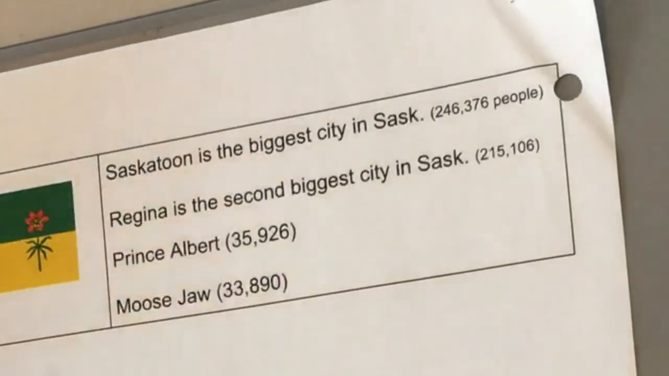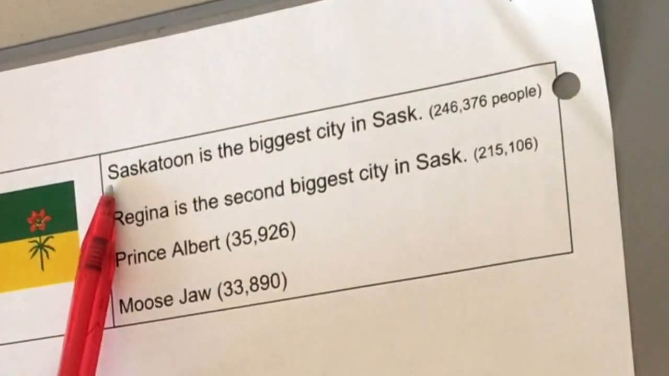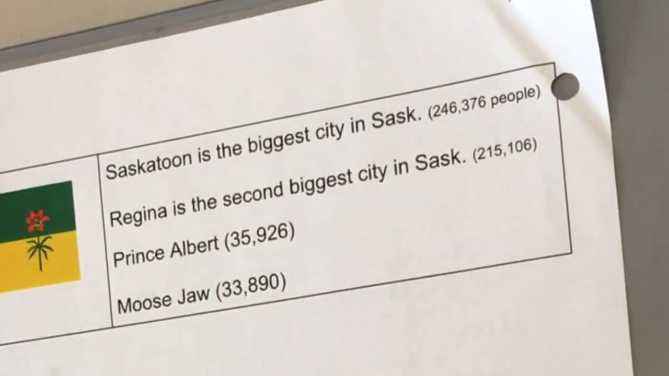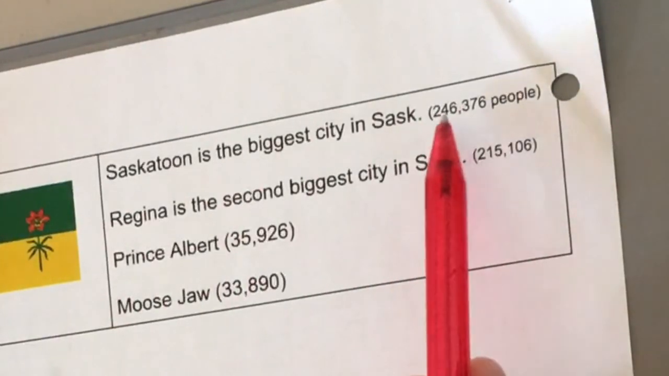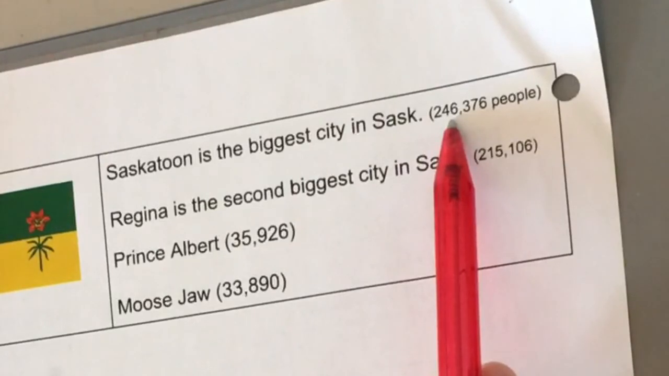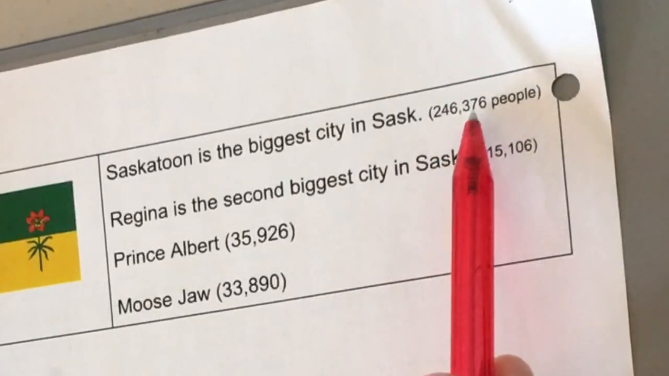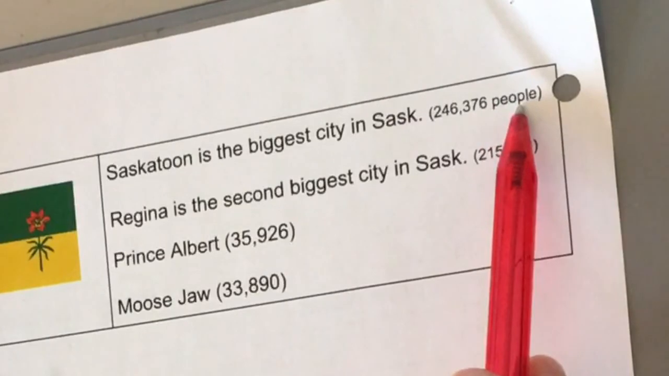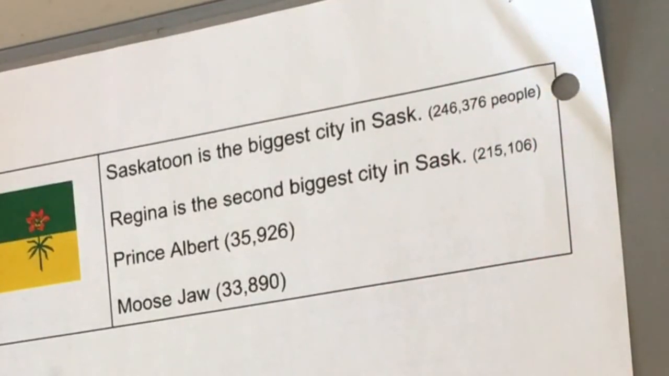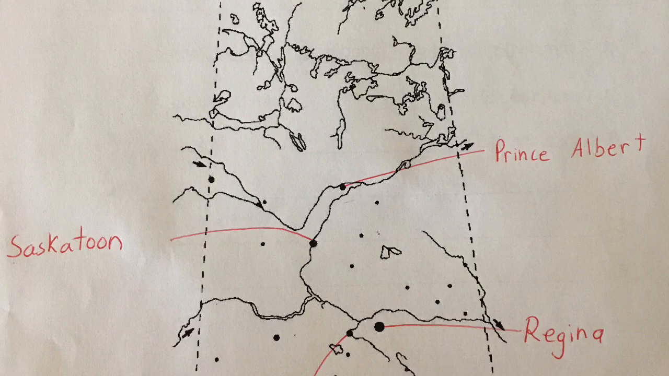So now let's look here. Saskatoon is the biggest city in Saskatchewan. It has 246,376 people. And Saskatoon is here. So you can draw on your map Saskatoon. Please label your map. This is Saskatoon.